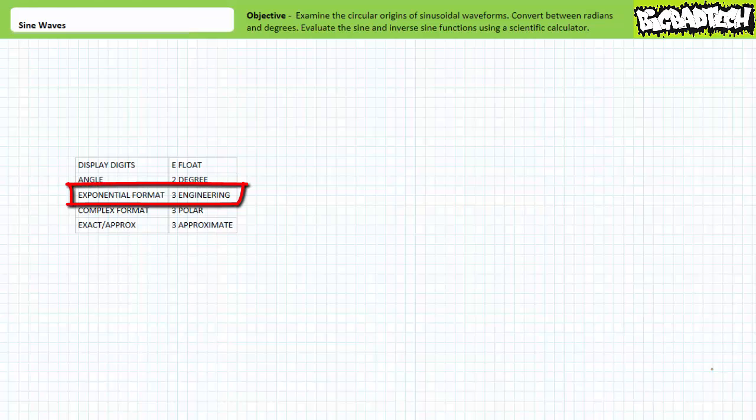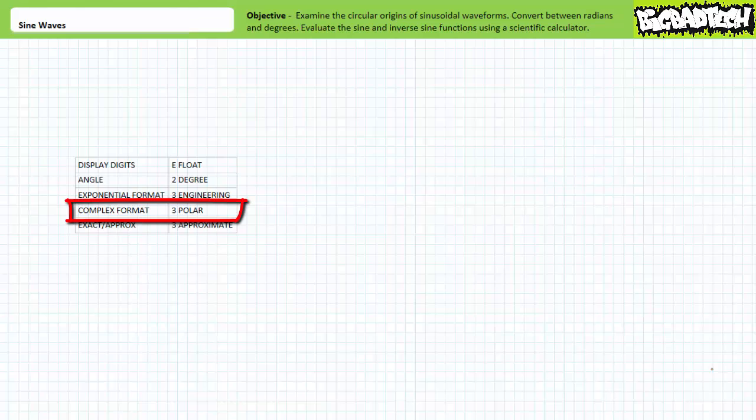Walk down to exponential format using the down arrow key and then press the right arrow key to access this menu. Walk down the list with the down arrow key. The option I'll choose is 3, engineering. Press enter to save this option. Walk down to complex format using the down arrow key and then press the right arrow key to access the menu. Walk down the list with the down arrow key. The option I'll choose is 3, polar. Press enter to save this option.